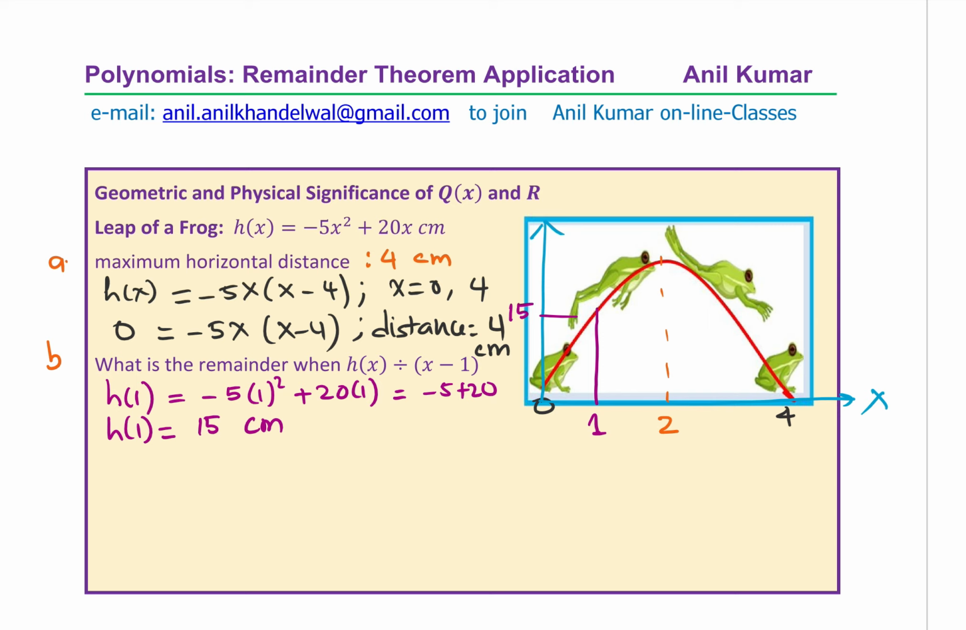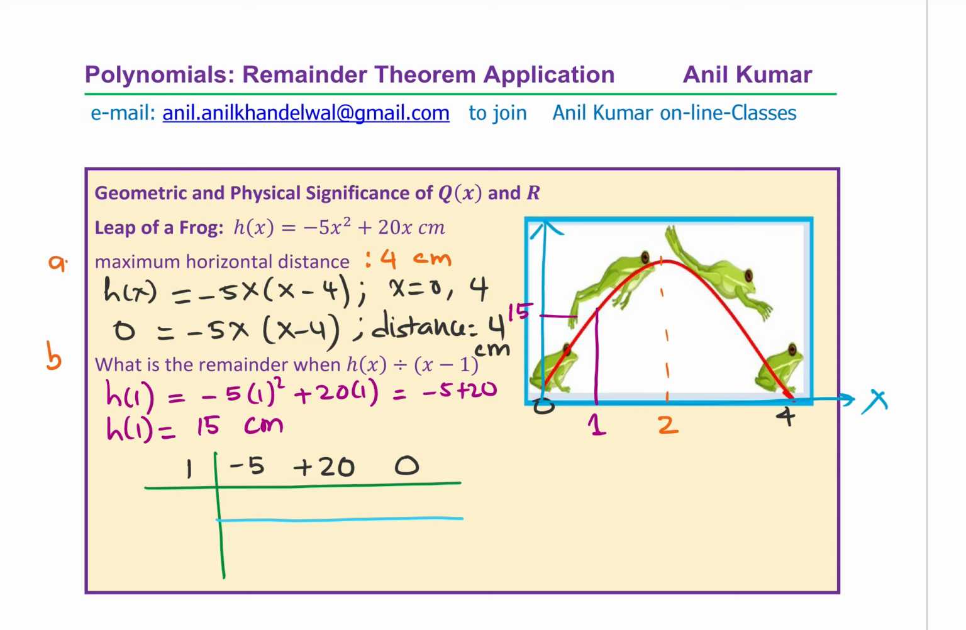Is that clear to you? So this is what it is. Well, why don't we verify by doing the synthetic division? So let's do synthetic division also to verify the result. So we have the equation given to us, minus 5x squared plus 20x. The constant value is 0. And we need to divide by 1, right? Okay. So let's do the synthetic division.